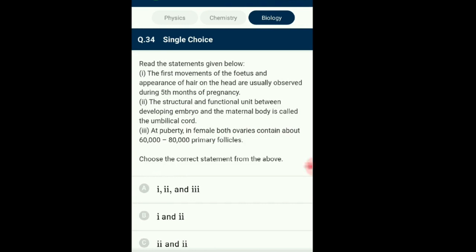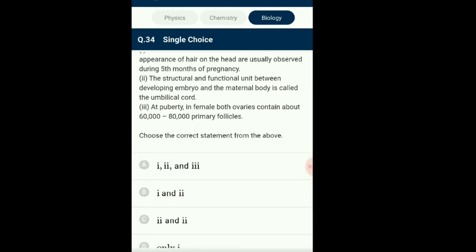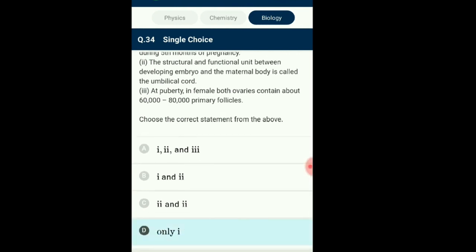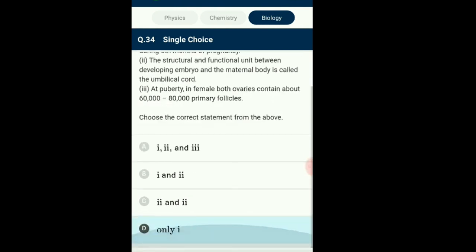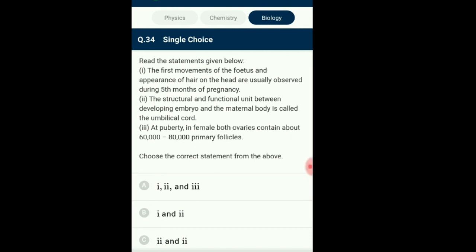Question number 34. Read the statements given below. From the given statements, choose the correct statements. The structural and functional unit between the developing embryo and maternal body is called the placenta, which is connected to the embryo through an umbilical cord. At puberty in females, each ovary contains about 60,000 to 80,000 primary follicles. So the answer is option D. From the given three statements, only one statement is correct.